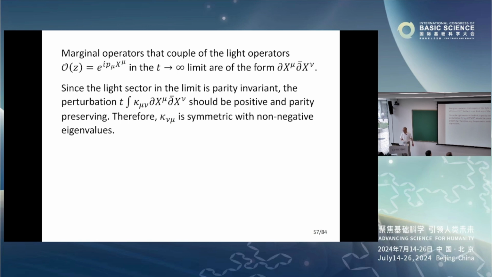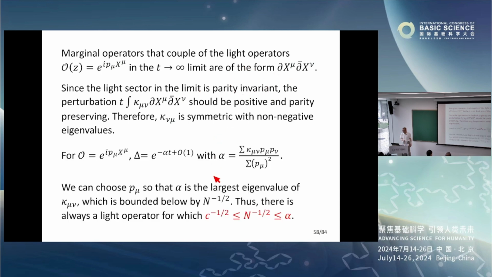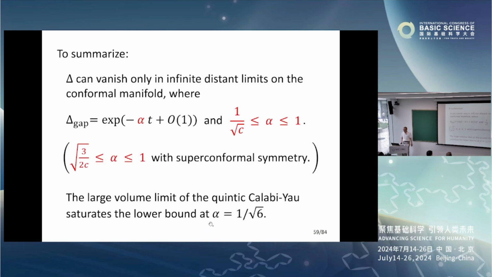Now I'm running out of time, so I'll go a little bit faster. Basically, by knowing the structure of the limit and by knowing the classification of marginal operators, we can actually calculate the coefficient alpha in terms of this structure. And you can derive the lower bound in terms of 1 over square root of n, which is bounded by 1 over square root of c. So this is a derivation of the lower bound.